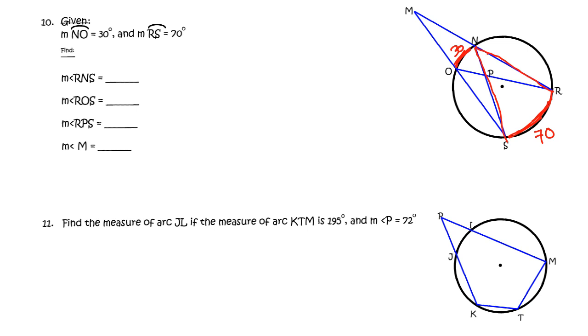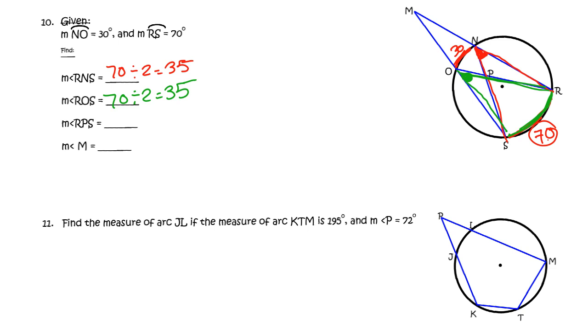This angle is considered an inscribed angle because the vertex is on the circle. With this inscribed angle, the arc that's linked to this angle is 70, so 70 divided by 2 is 35. Moving on, ROS. So it's this angle that's right here. Again, it's an inscribed angle that has the same arc here, which is 70. So again, 70 divided by 2 is equal to 35.